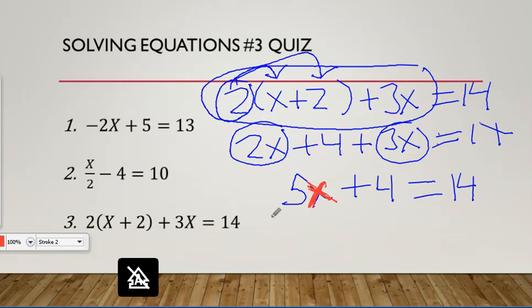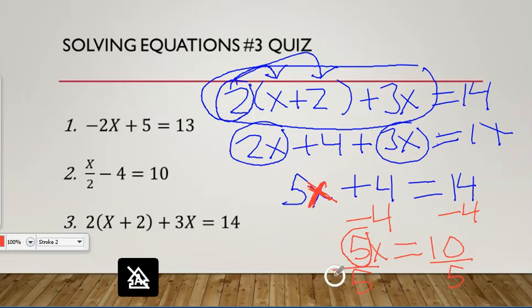We do that by first getting rid of the plus 4. We're going to do a minus 4 on both sides, which gives us 5 times x equals 10. And then from there, to get rid of our multiplication of 5, the opposite of multiplying is dividing. So we're going to divide by 5 on both sides, which gives us x equals 2.